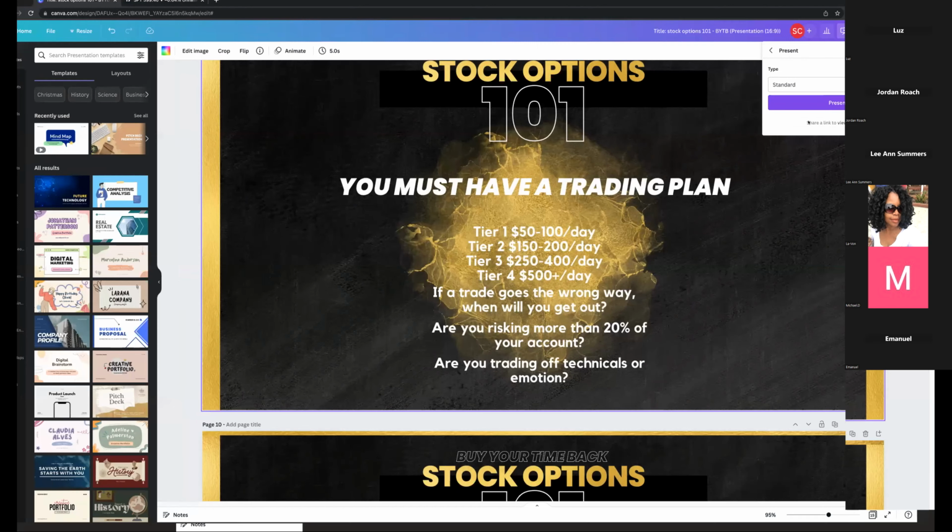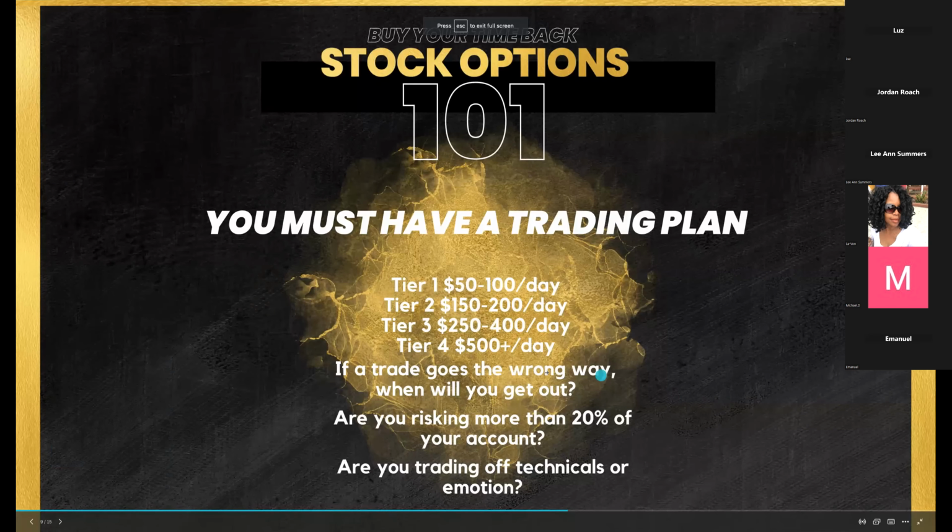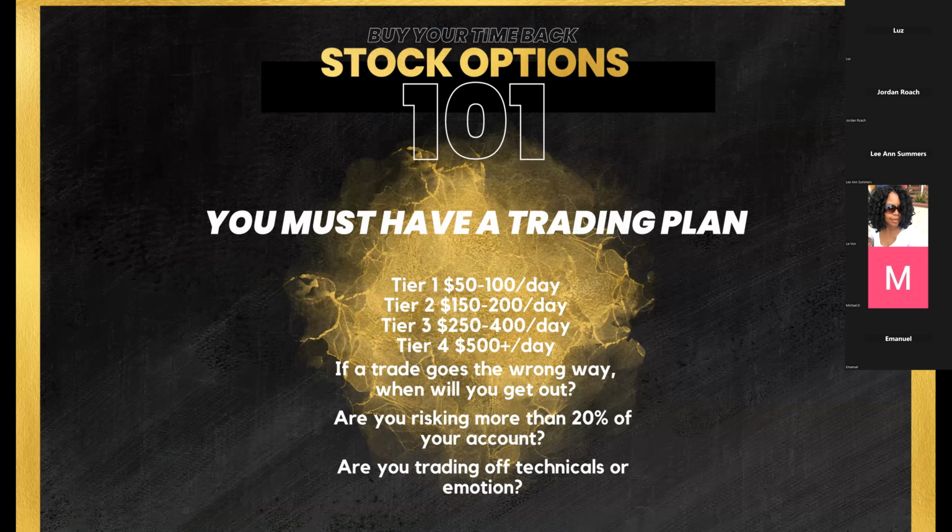Let me turn screen share back on. Okay, so again, if the trade's going the wrong way, we're going to go over when to get out, and when a trade is still valid or invalid. Are you risking more than 20% of your account? They say 20% is the most you should risk. I think 20% is a little high, but that's probably because I came off of binary, where it's very easy to risk 20% depending on how much you're trading. But for stocks, I think that's a fair number, right, Kevin?